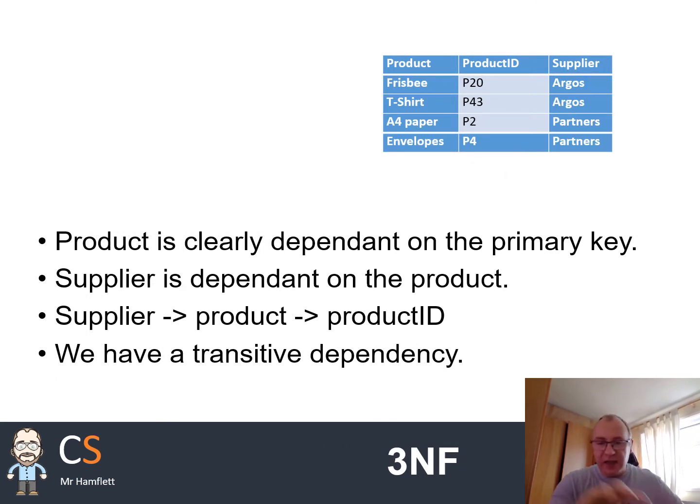So here we've got a transitive dependency in this table. So product is dependent on the primary key. The name of the product is definitely dependent on a product ID, because the product ID and the product, you can't separate them out. The supplier supplies a product, don't they? So Argos is supplying us frisbee and t-shirt. Partners is supplying A4 paper and envelopes. So they are dependent on the product and not the primary key. Okay, so that is a transitive dependency.